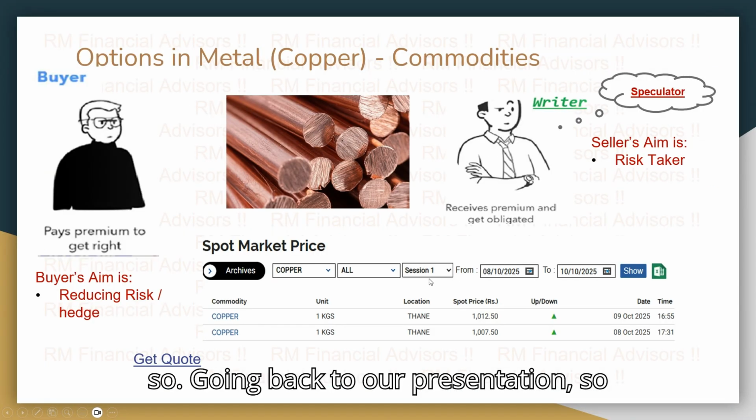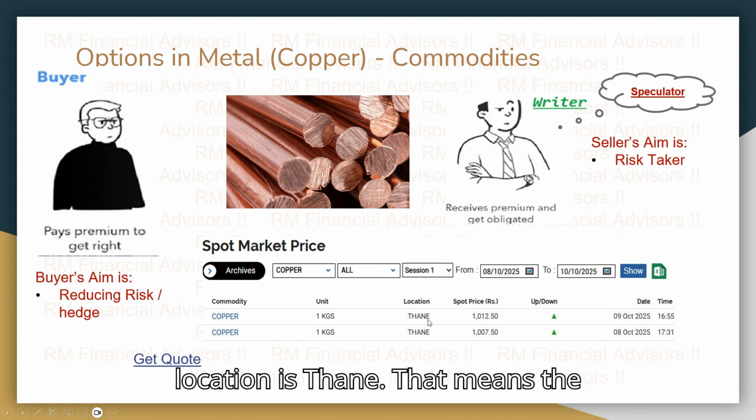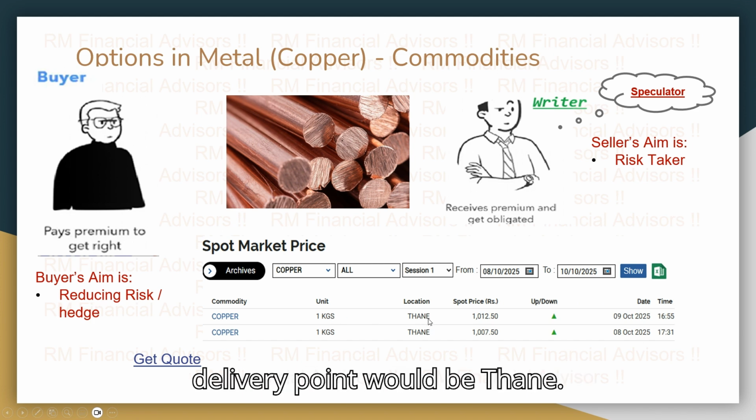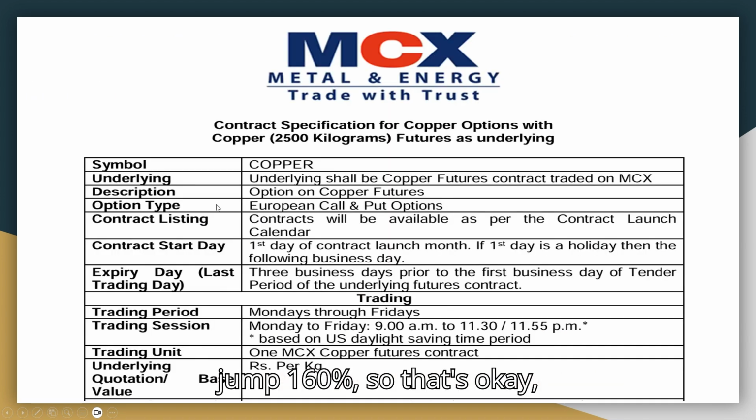So going back to our presentation, you can see copper unit size is 1 kg, location is Thane, that means the delivery point would be Thane. Okay, and when I was taking the strike price of 1040, it was available at 7.50, which increased by 4.62 in a day. See the difference, right? The jump is 160%. So that's okay.